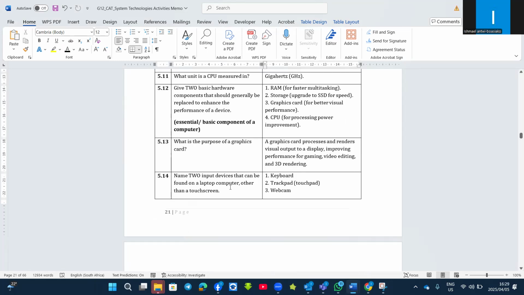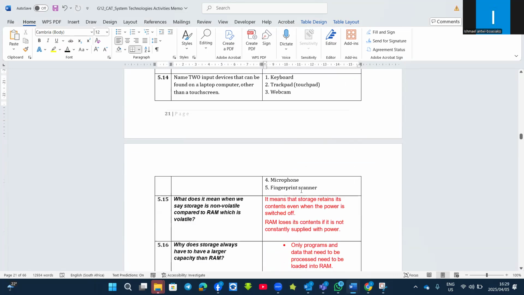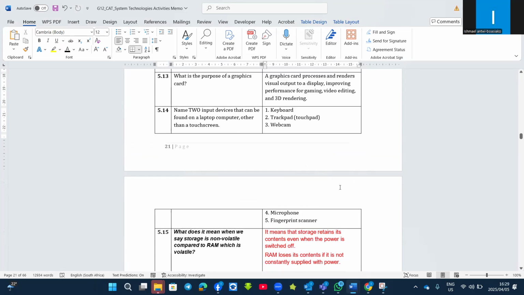5.14, name 2 input devices that can be found on a laptop computer other than touchscreen: keyboard, trackpad or touchpad, and the webcam, microphone, fingerprint scanner as well.